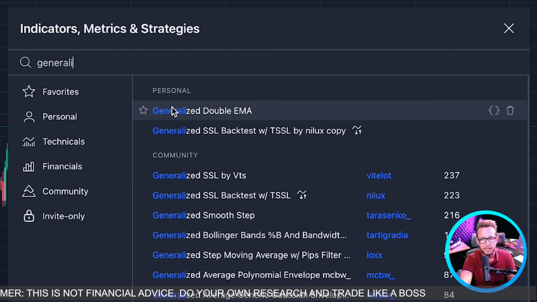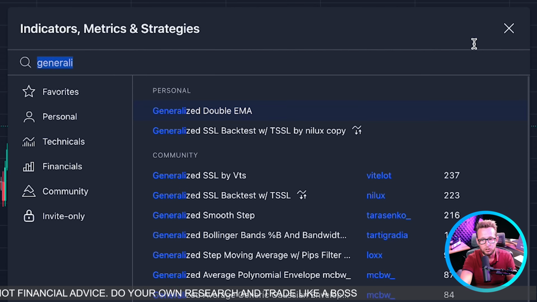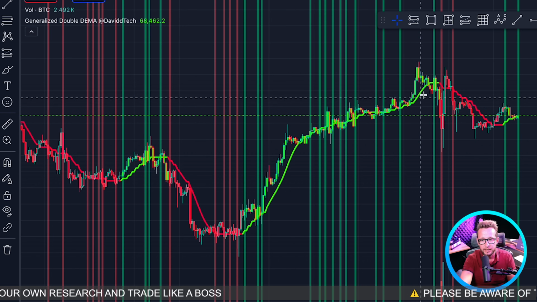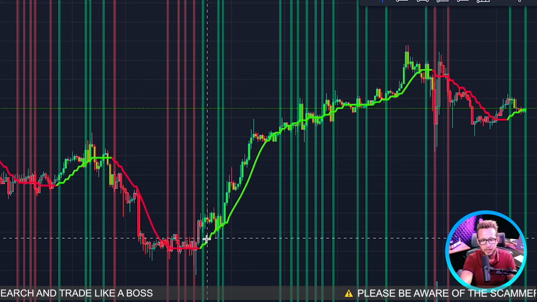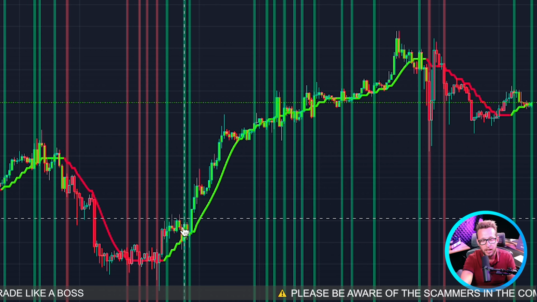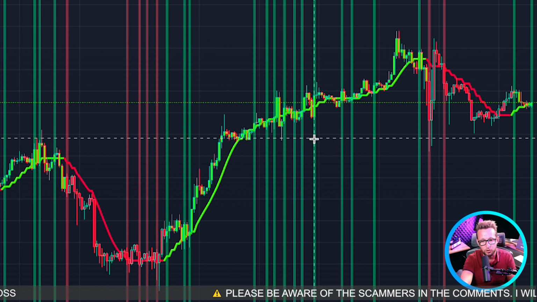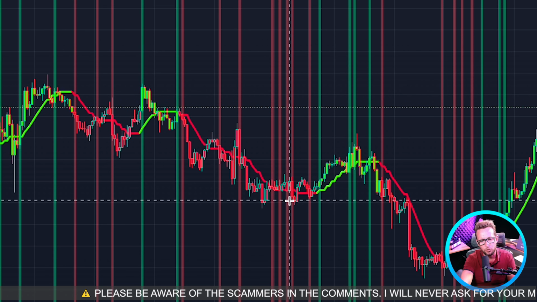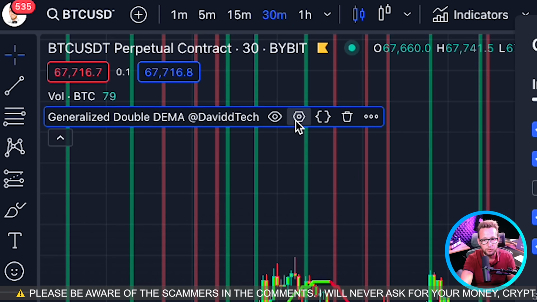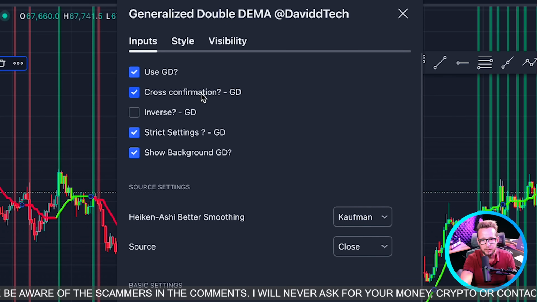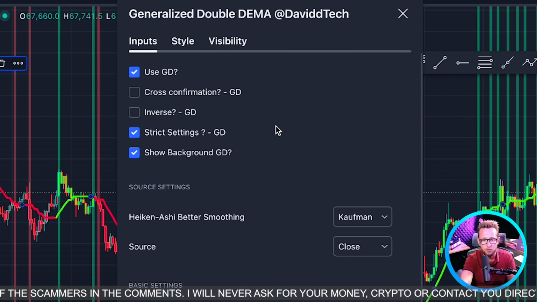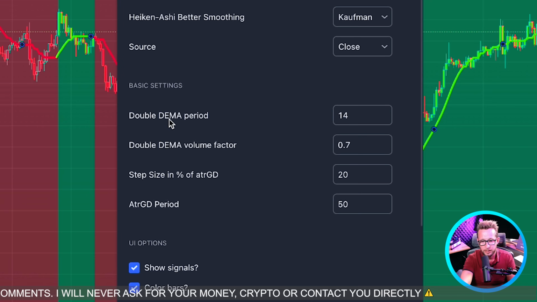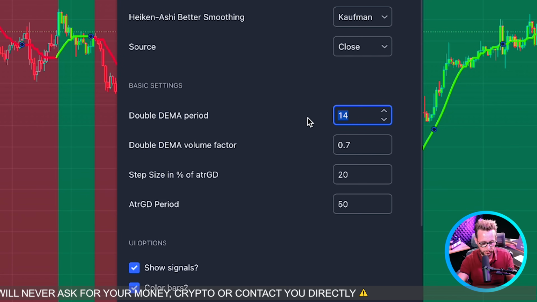So let's add the generalized DEMA to our charts, which looks like this. As I said earlier, this indicator gives us our trend direction. When the DEMA is green and price is above it, we're looking for longs. When the DEMA is red and price is below it, we're looking for shorts. Let's go over to the cogs very quickly and change some of these settings. So I'm going to remove the crossover and the strict settings, and we're going to go over to the double EMA period and change that to 20.